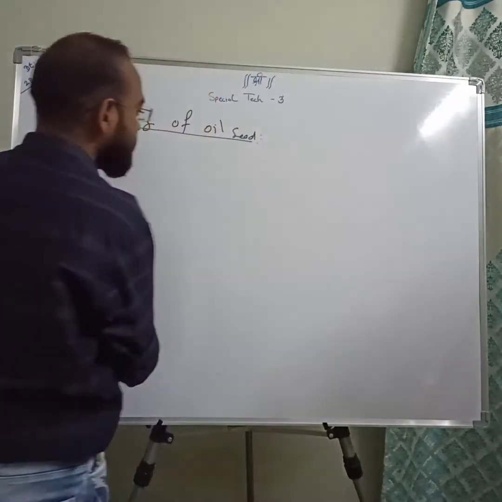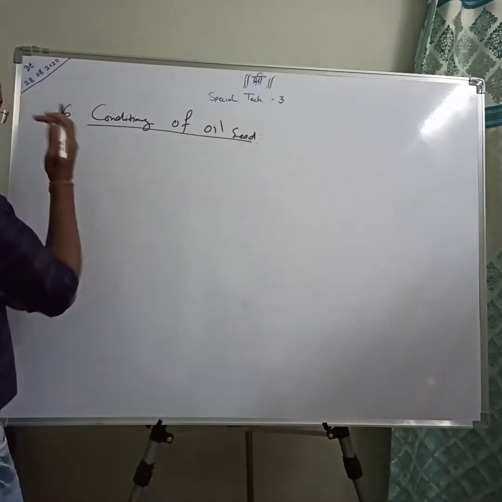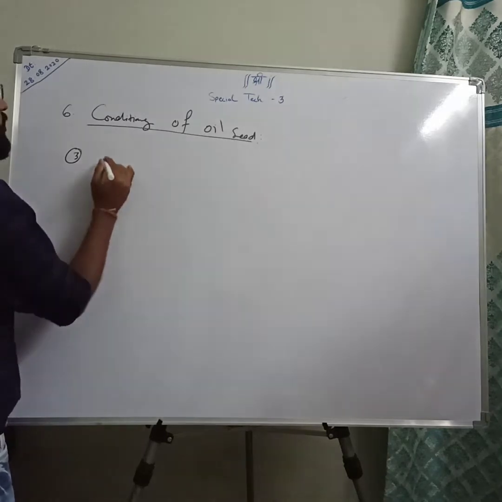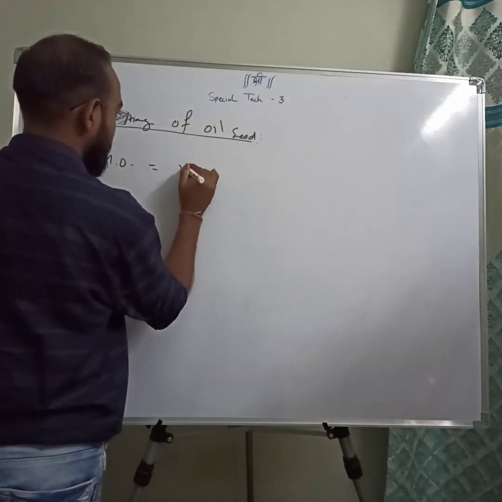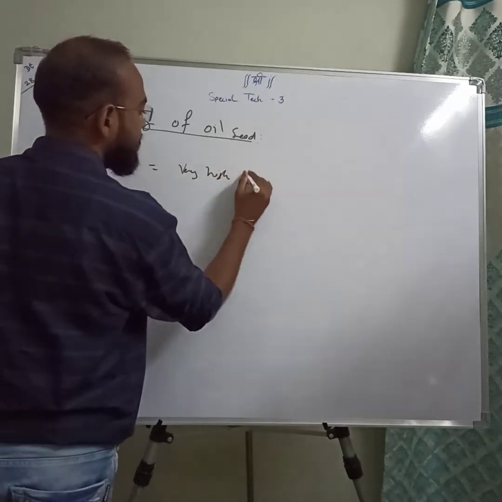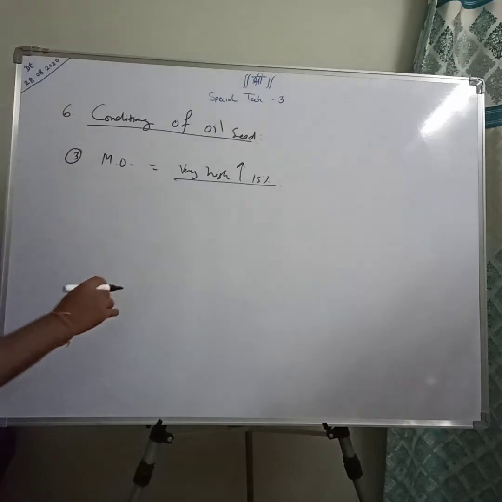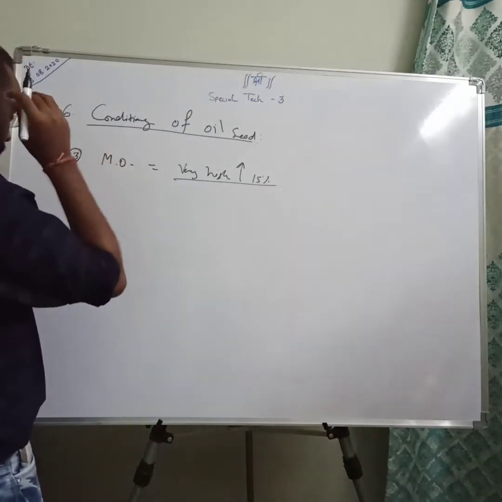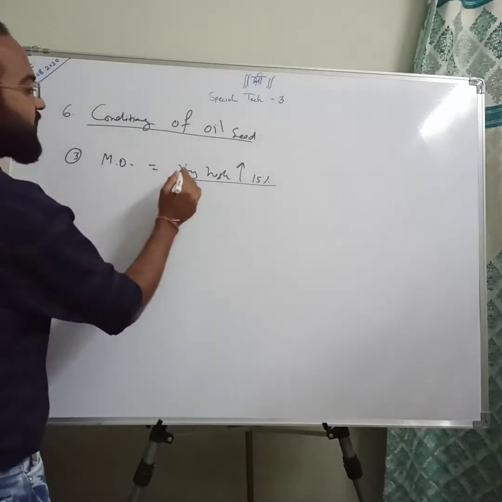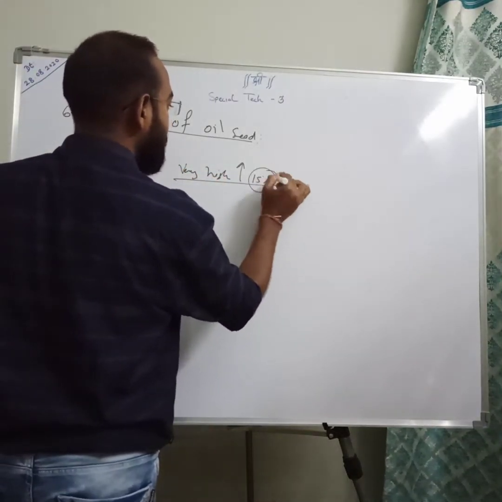Let's focus on the third factor, that is, the moisture content is very high. Our third factor is that the moisture content is very high, say more than 15%. Later I will come to the topic of when the moisture content is optimum. Before that, I just explained the case when the moisture content is very high, that is, more than 15% in the seed.